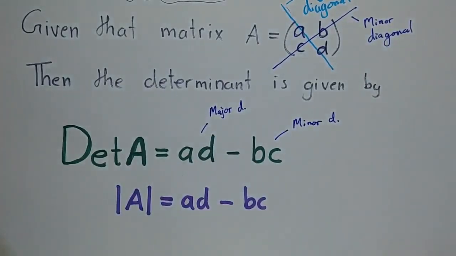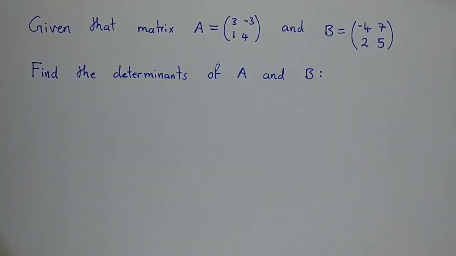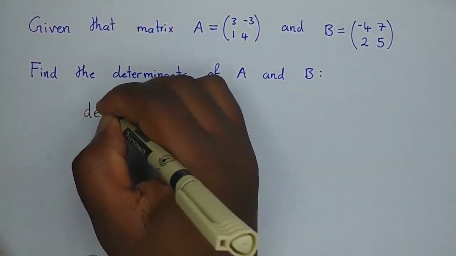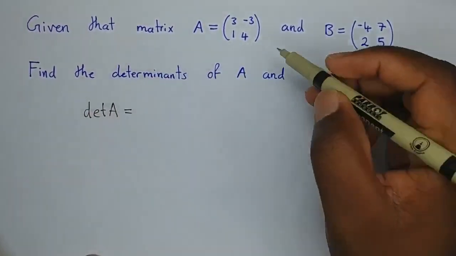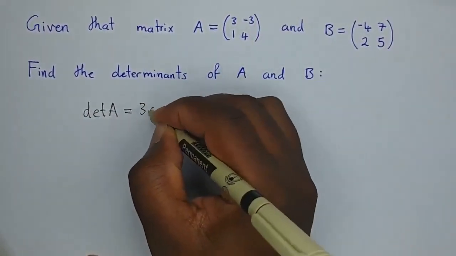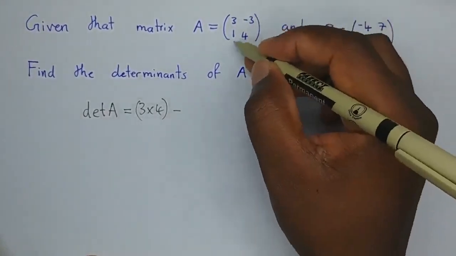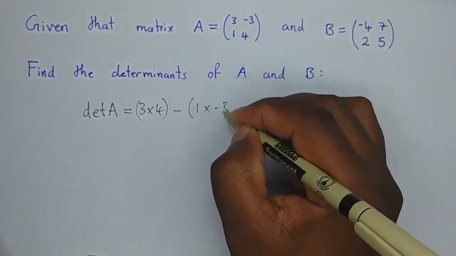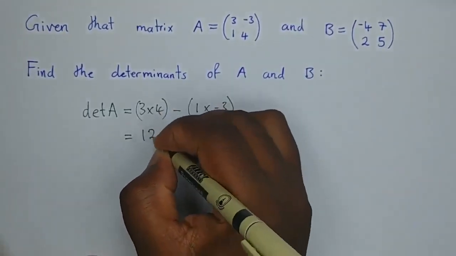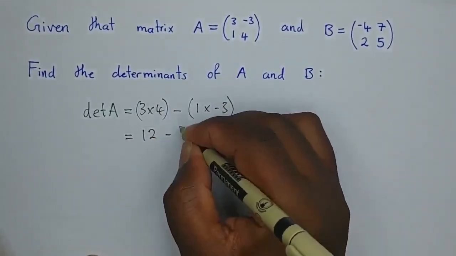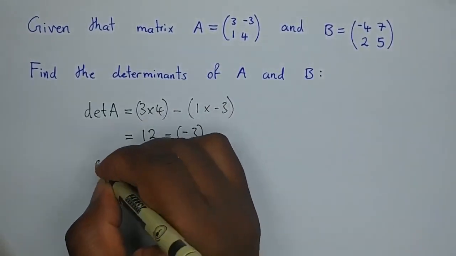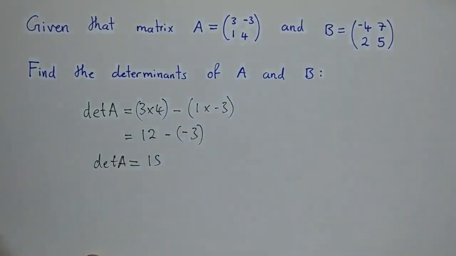So we're just going to look at some examples so that you understand what we're talking about. Okay, so we've been given these two matrices, matrix A and matrix B. Then we have to find the determinants for the two matrices. Now remember what we talked about is major diagonal minus minor. So to find det A, in the major diagonal we have 3 multiplied by 4, minus the minor diagonal, which is 1 multiplied by -3. So this should give us 12 minus -3, and of course, this will give us 15. So the determinant of matrix A is simply +15.